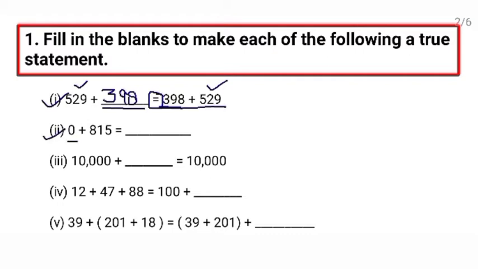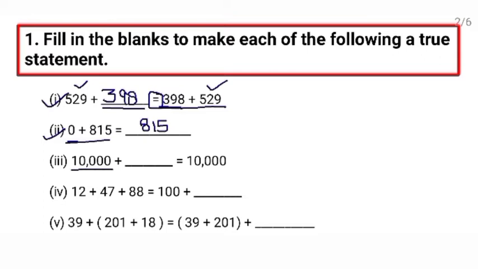Next is 0 plus 815 is equal to dash. This is the property of 0. When we add 0 to any number, we get the same answer. It means we will get 815 because we are adding 0. 0 means nothing.